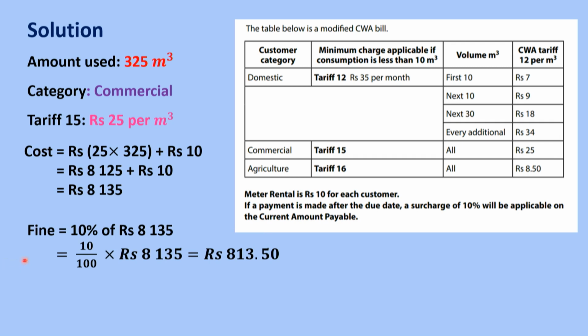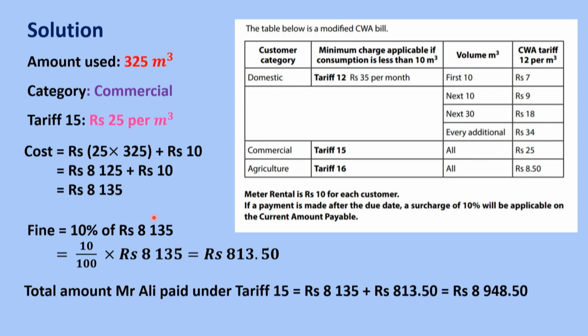So here the fine is going to be 10% of the current amount payable, that is 10% of 8,135 rupees, which is equal to 813 rupees and 50 cents. So the total amount that Mr. Ali will have to pay will be 8,135 rupees plus 813 rupees and 50 cents, which is going to give a total of 8,948 rupees and 50 cents.